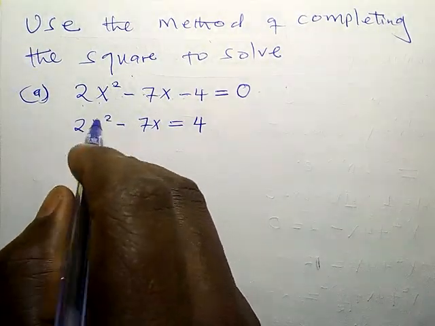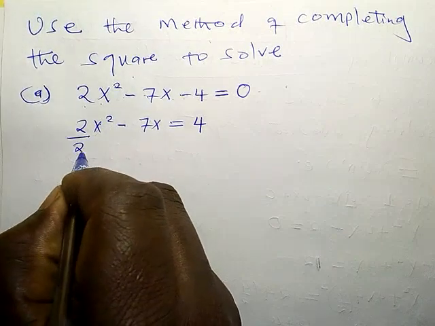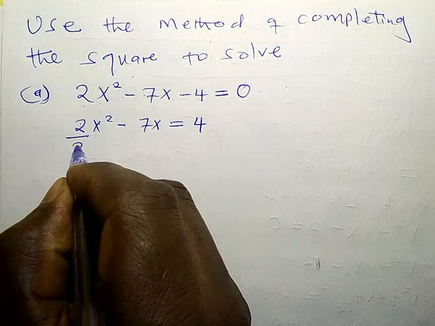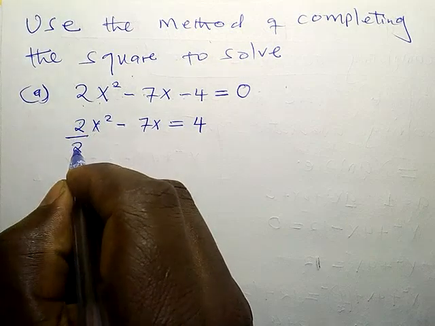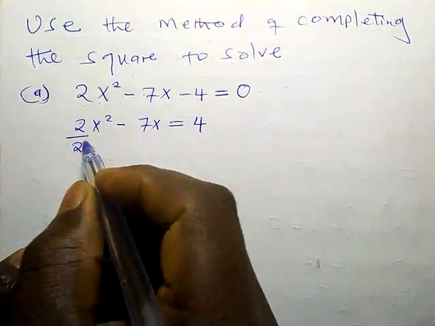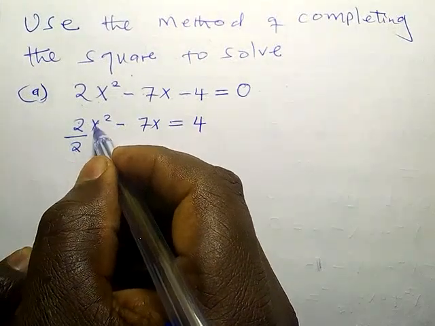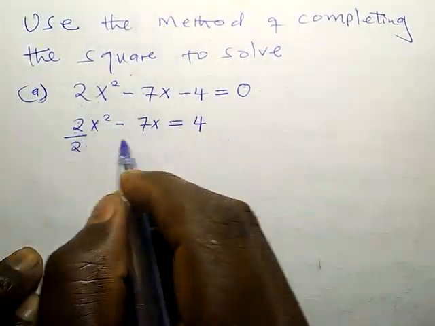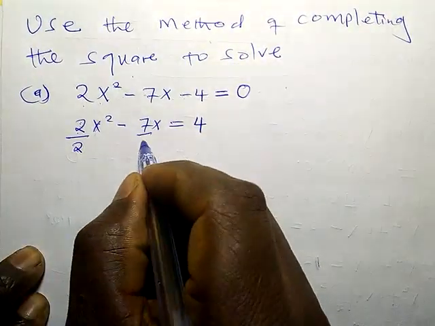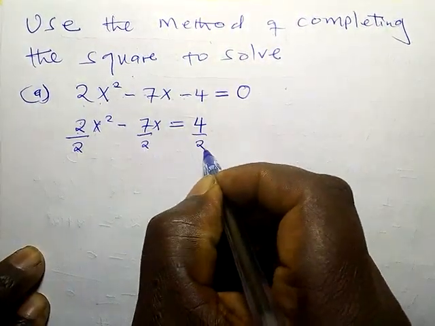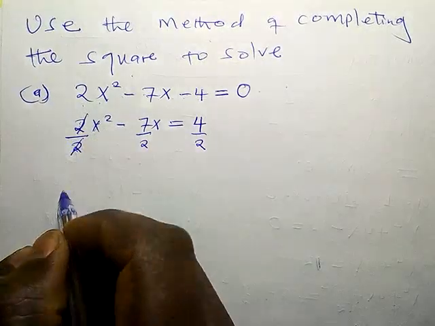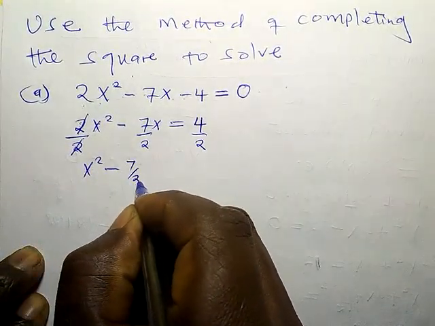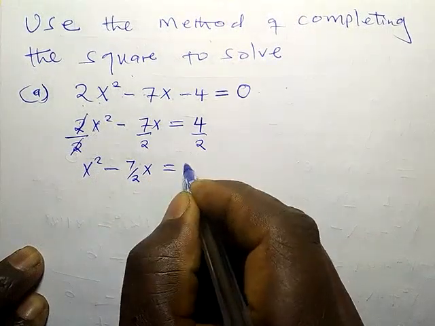So how do you do that? You divide by 2 here. If it was 3, you divide by 3. If it was 5, you divide by 5. If it was 20, you divide by 20. Every time, you divide every term by the coefficient of x squared. So we divide by 2 here, divide by 2 here, divide by 2 here. So this 2 and this go. We have x squared minus 7 over 2 x equal to 2.